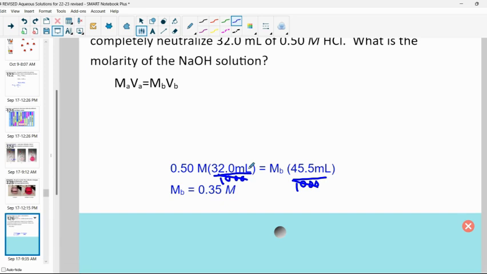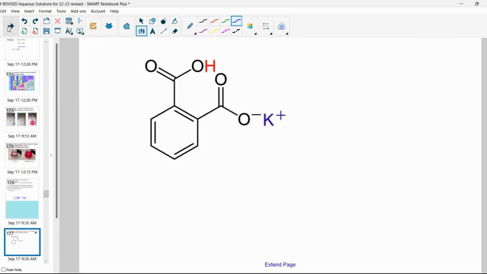If I'm ever calculating a molarity when I have moles in a liters, it always has to be in liters. I can't use moles per milliliter. That's something different. I need moles per liter. But if I have milliliters on both sides of the equation, I'm good. All right, let's look at another example.